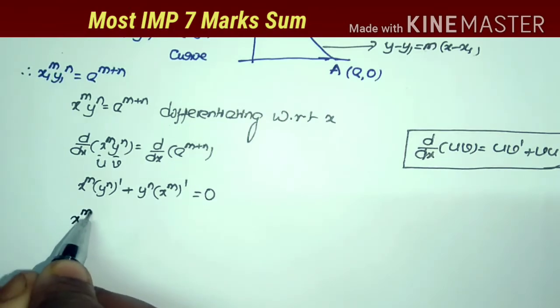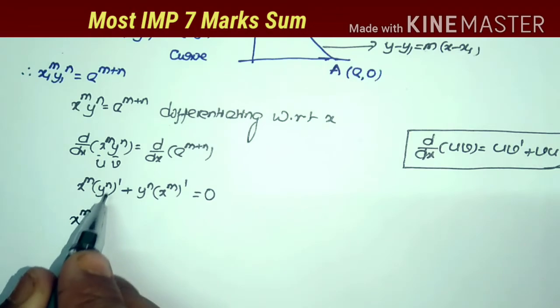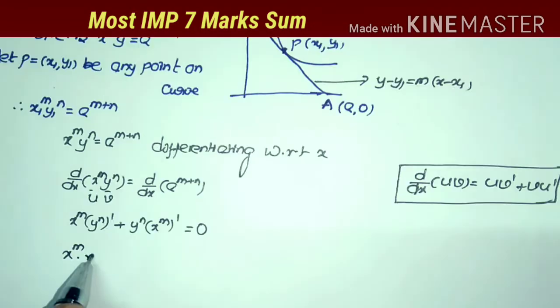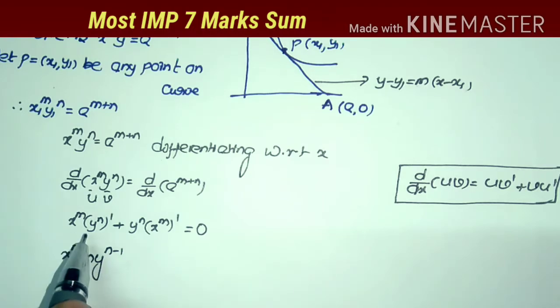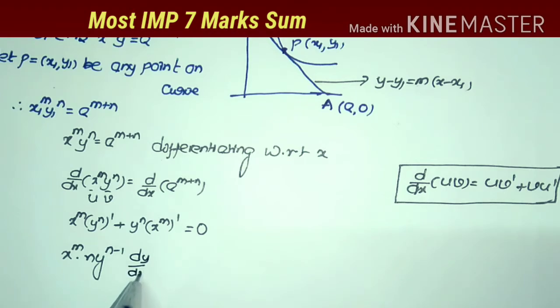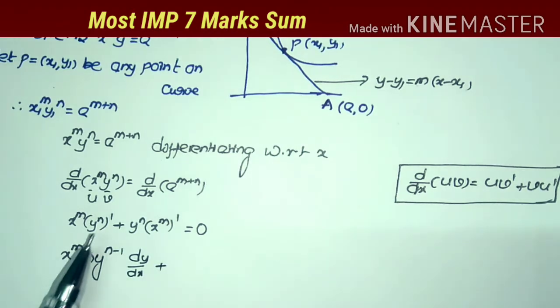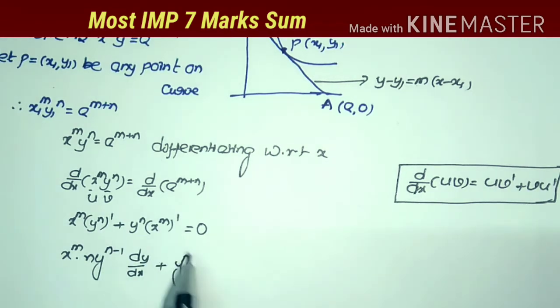Now this is y^n derivative. This is in the form of x^n. What is the x^n derivative? n x^(n-1). That is n y^(n-1). But what is x here? x is y. So again we take the derivative of y, dy/dx. Plus y^n times, this is x^m, what is the derivative? m x^(m-1) equals 0.